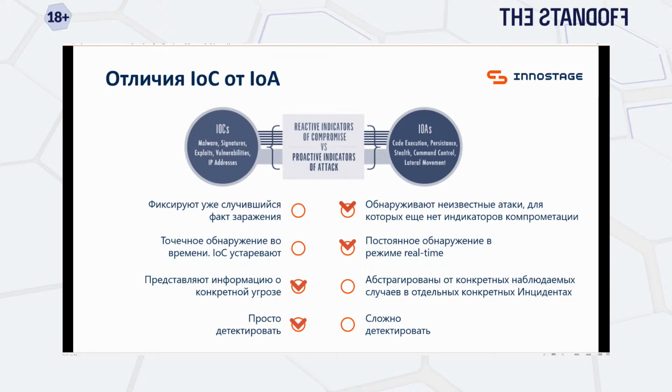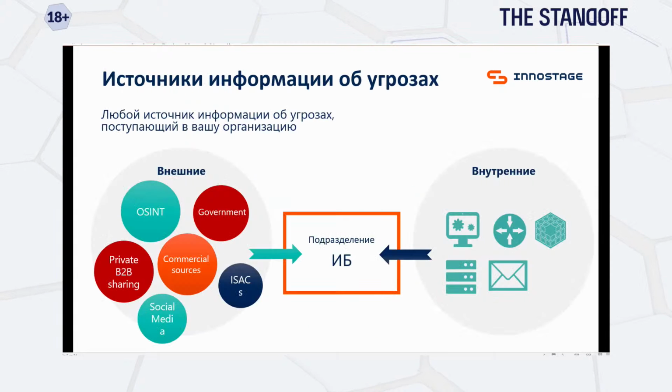Indicators of attack reveal unknown attacks for which we don't have IOCs yet, and they work in real time, isolated from specific cases which have been registered. It's difficult to come up with the correlations, and we need to identify their signatures.